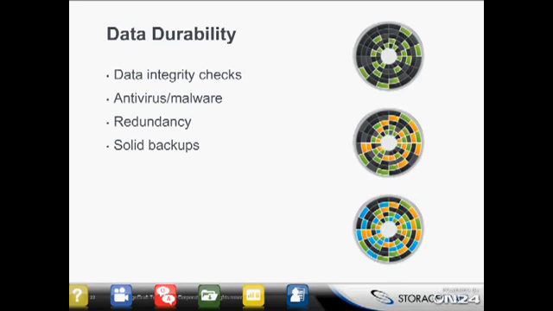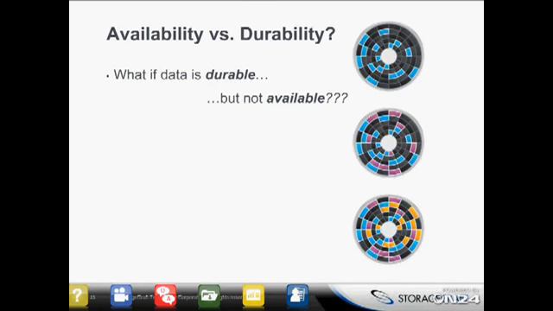Redundancy issues. If I am having problems with the data in those terms, solid backups become critical in ensuring data durability. So if I were to pick any one of these in my list as the best, the most important item, I would look at solid backups. And the reason I'm doing that is if I take availability and durability and I take one of those out of the equation, what if my data is durable but it's not available?